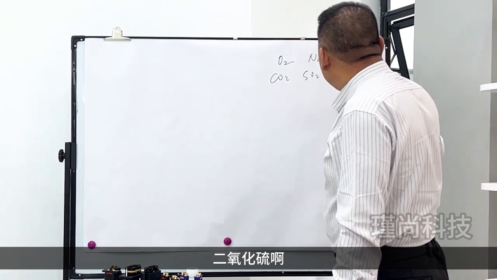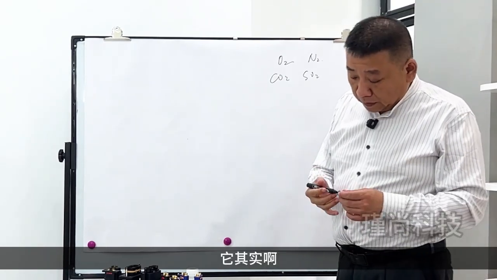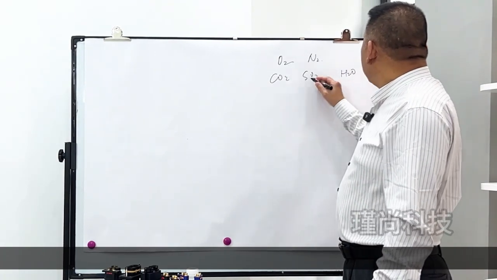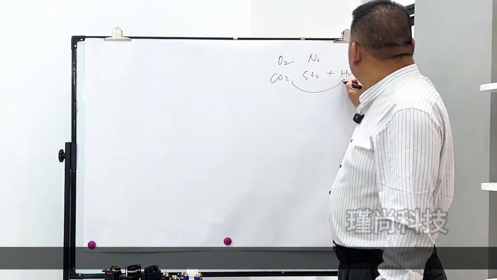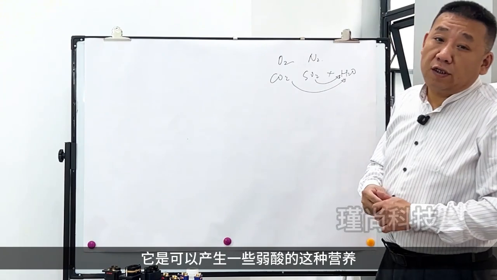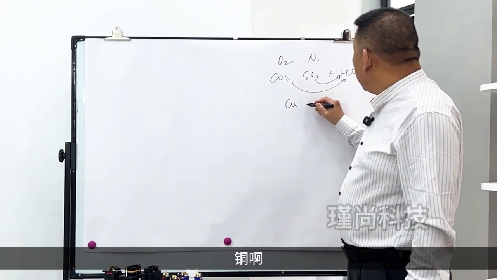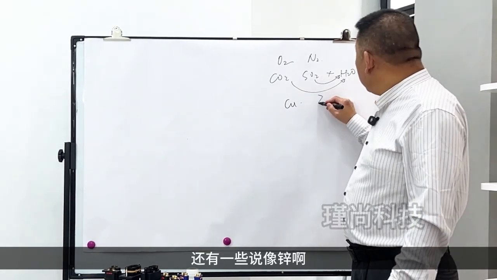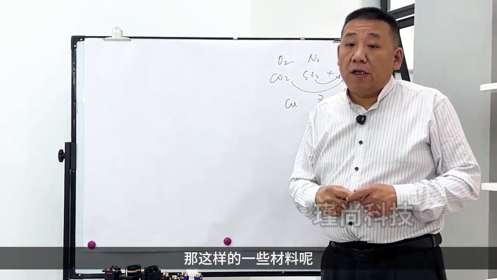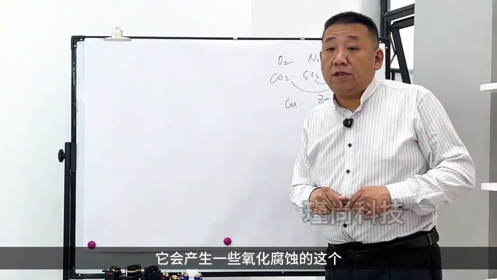Gases like sulfur dioxide and carbon dioxide, we all know from studying chemistry, as long as they come into contact with water vapor, can produce some weak acids. In the same environment, for example, some metal conductors such as zinc and aluminum, materials like this, in practical applications produce some oxidative corrosion because of these weak acid environments.